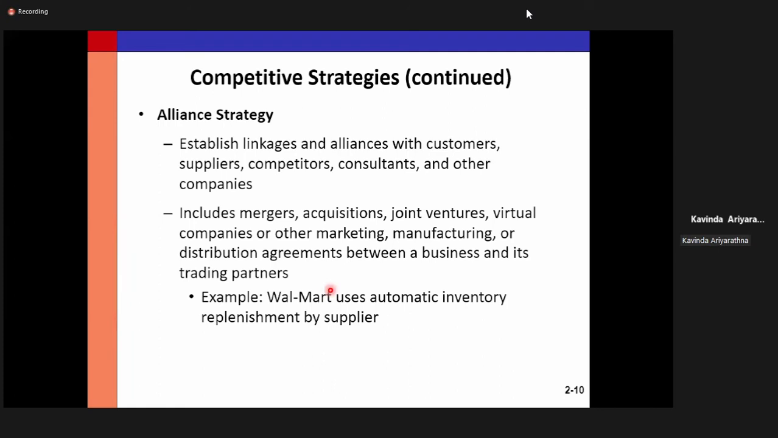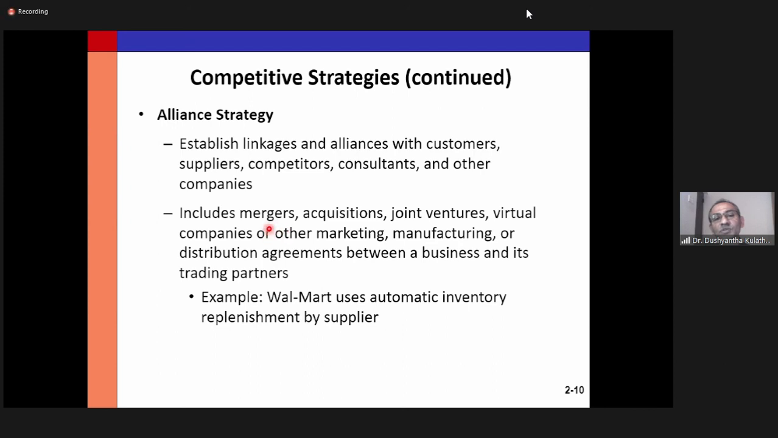Sir, for these strategies, do we have any examples in our Sri Lankan context, like for this alliance strategy? Alliance, we should take, I think, Dialogue and Suntel. They went for a merger, no? A couple of years back, they merged with each other, maybe to perform better and also to increase their customer base.